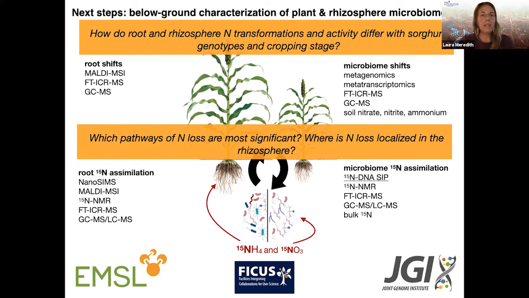And following the 15N approaches, can we look at which of the pathways of nitrogen loss are more significant, and really where is this loss or these conversions localized in the rhizosphere between the roots and the microbiome? And here we hope to try 15N DNA SIP metagenomics. We know that this is going to be really challenging, so we have plenty of other great analyses planned. But yeah, really looking forward to having all these great capabilities to build a more complete picture of the system.